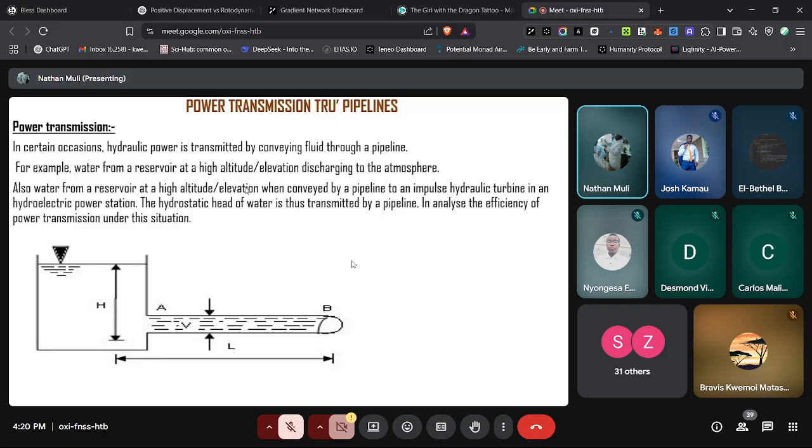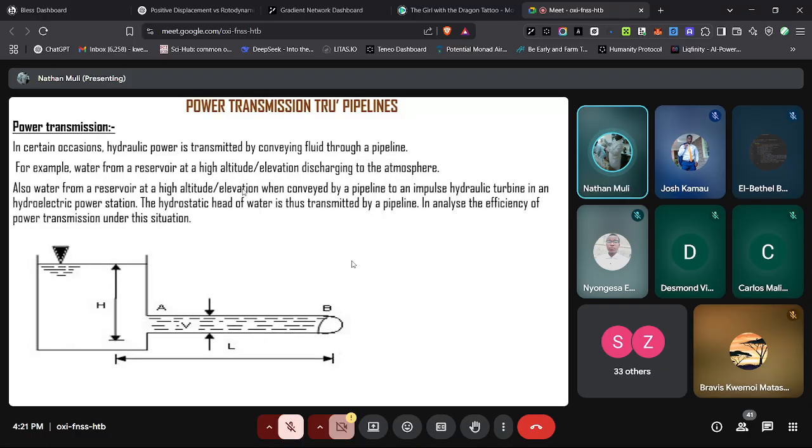Now, what is it about power transmission? When we talk of power transmission through pipelines, what should come into your mind? You transmit power through pipes by whatever liquid is flowing, like water, for example. The power being transmitted will depend on Q, the rate of flow, and the total energy per unit weight of the liquid.